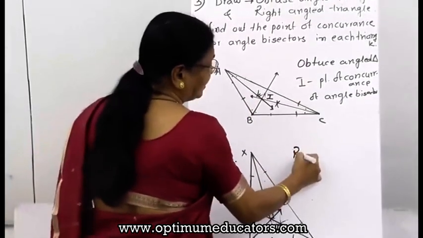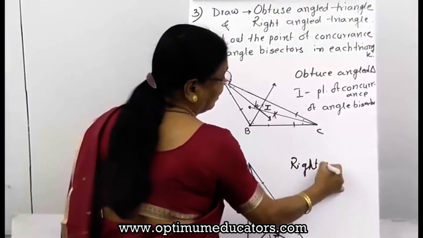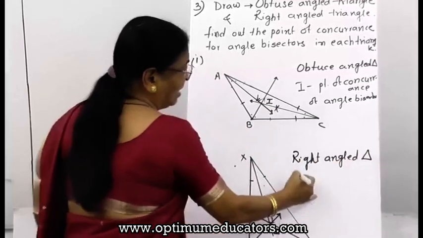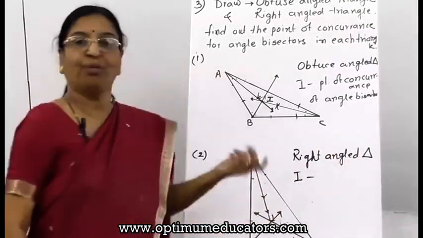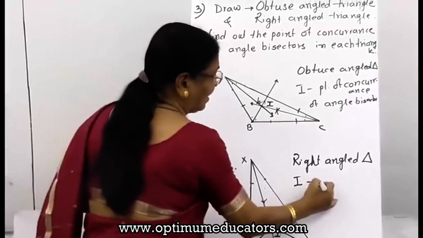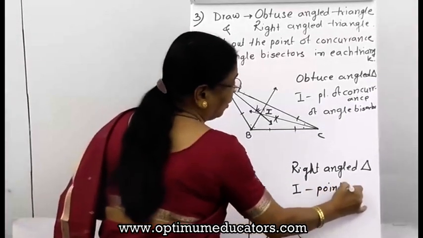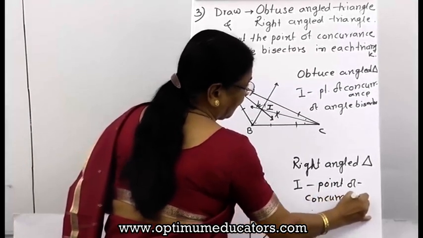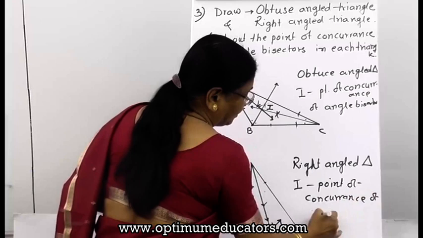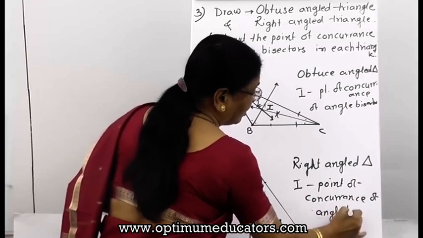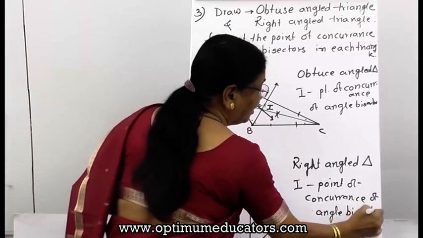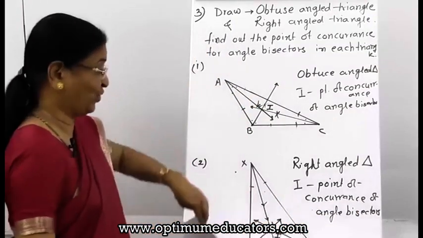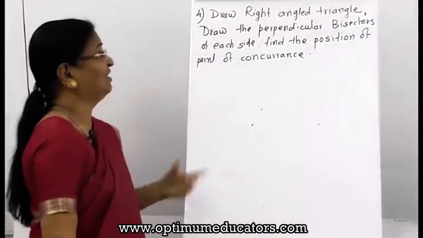Right here, this is the right angled triangle, and I again is the point of concurrence. Okay, I will write here: point of concurrence of angle bisectors. Like this you can do it for the perpendicular bisectors also. We will go for the 4th one and we will find out what it is.